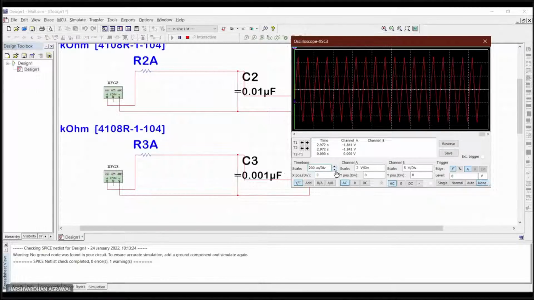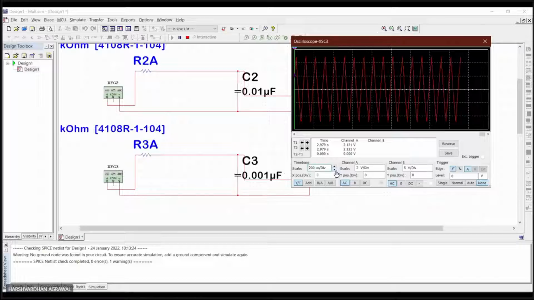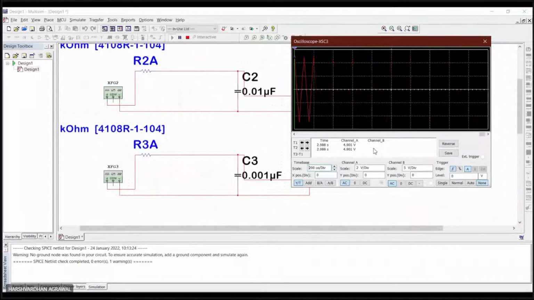Ma'am, I'm getting this as the output. Yeah, you can see this triangular wave is distorted. The tips are distorted. Yes, ma'am, a little bit. It is because the time constant RC is very, very much less than the time period. So this is the difference. It will act as a perfect integrator when your time constant RC is very, very much greater than the time period T.